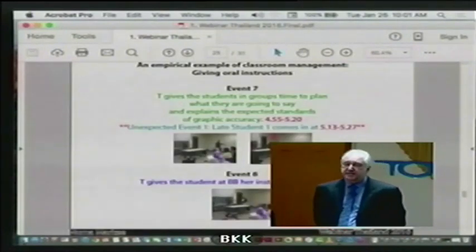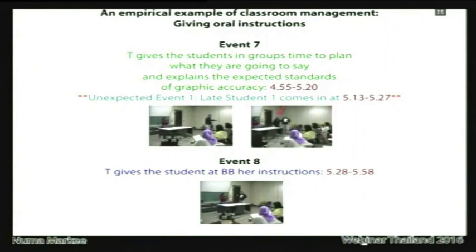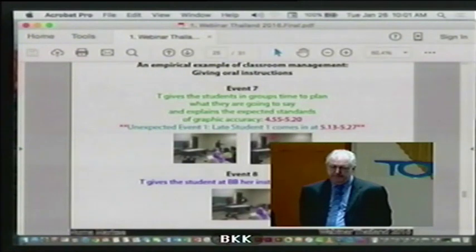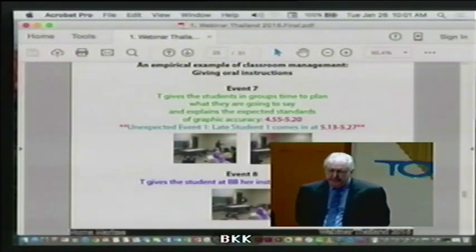Event number 7 is the first instance where something unexpected happens. Here I was telling the students in groups that they would be given some time to plan what they were going to do, and I was explaining the expected standards of accuracy. It is during this phase that the first late student walks in, so we'll be looking at that.